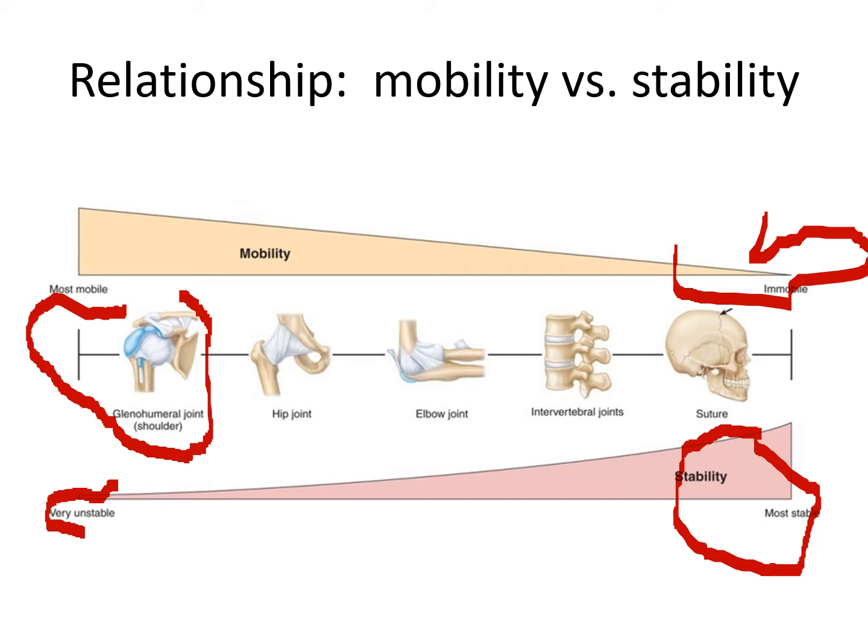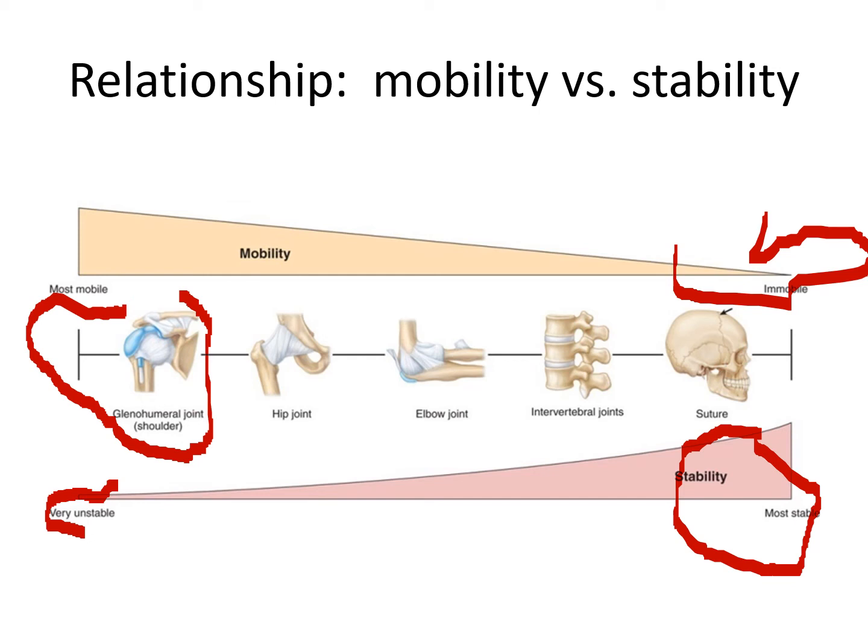So in essence, when you think about the trade-off between stability and mobility, you can think that if a joint is very mobile, it's more likely to be unstable. Whereas if a joint is more stable, it's more likely to be not mobile. So once again, if a joint is more mobile, it's not as stable. Whereas if a joint is less stable, it's more mobile.